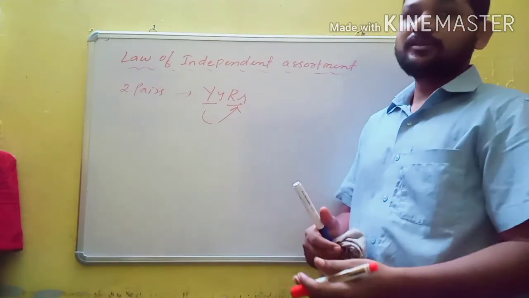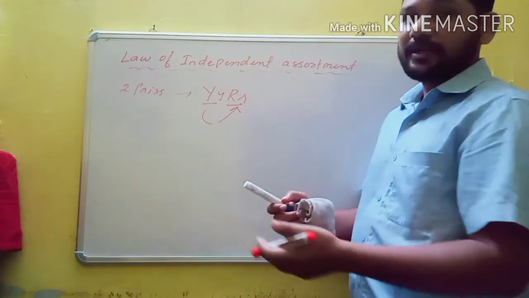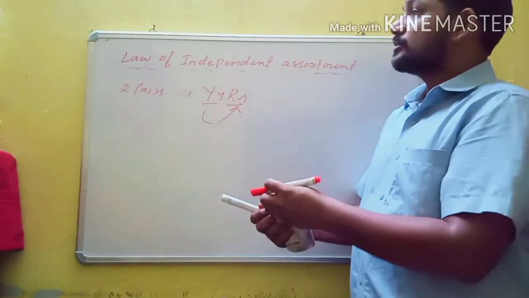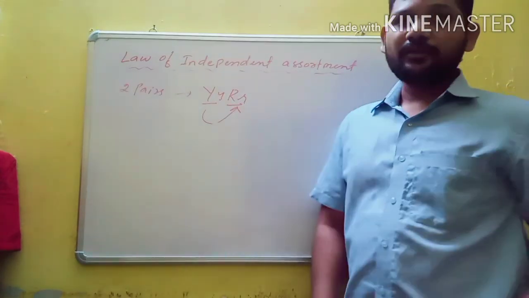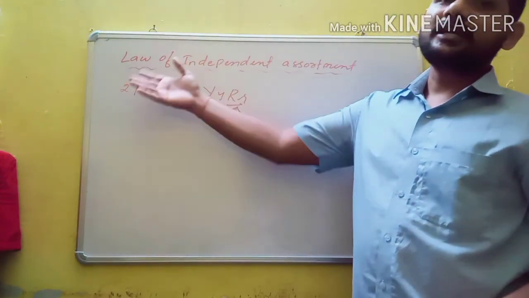In the next video we will discuss the law of independent assortment, and again some problems based on the law of independent assortment or inheritance of two genes.